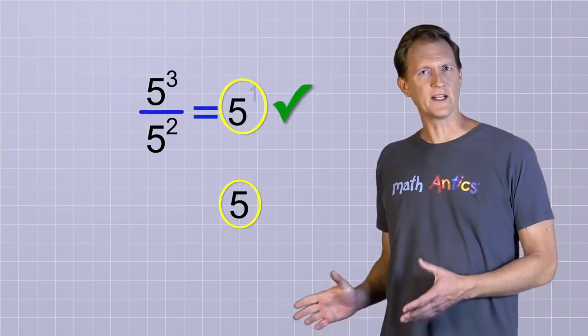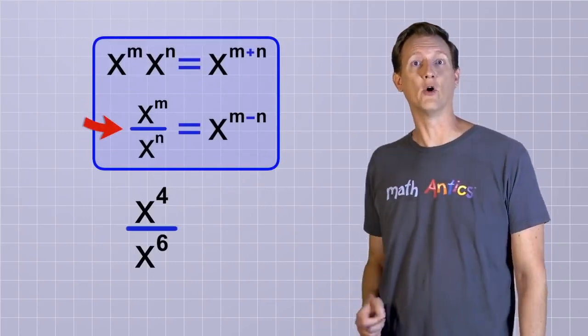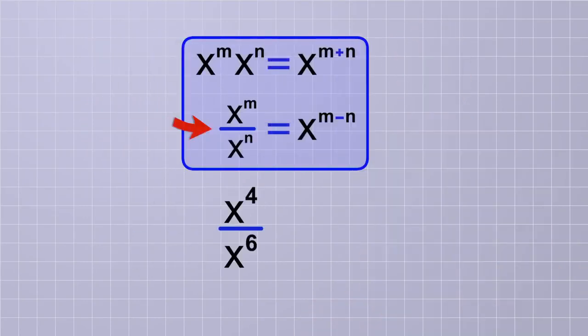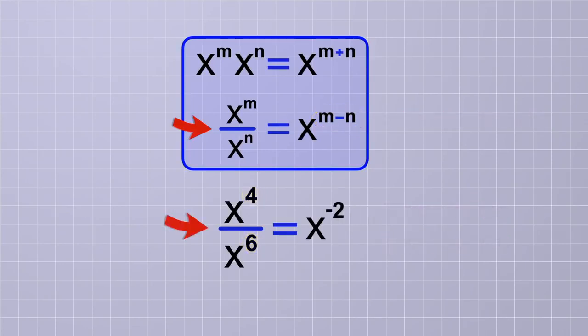But to make sure you've really got it, let's try using this law again with the expression x to the 4th power over x to the 6th power. This one's interesting. Our law says that we can simplify it by subtracting the bottom exponent from the top, right? But in this case, that will give us a negative exponent, because the bottom exponent is bigger than the top. 4 minus 6 would be negative 2. So according to our law, this expression should be equal to x to the negative 2.